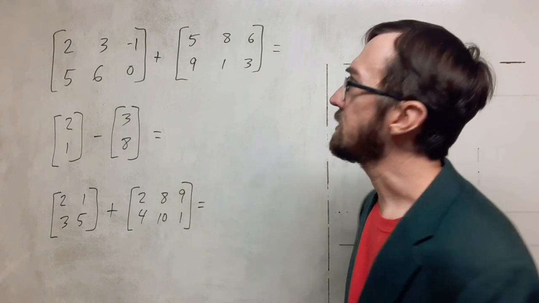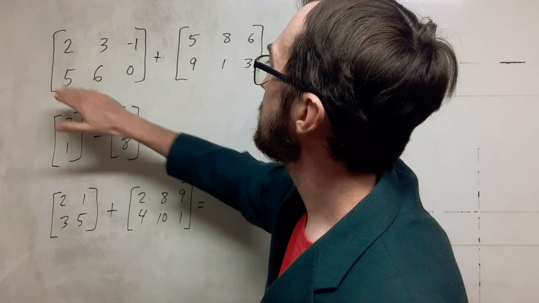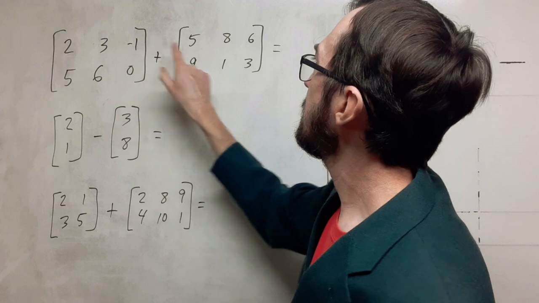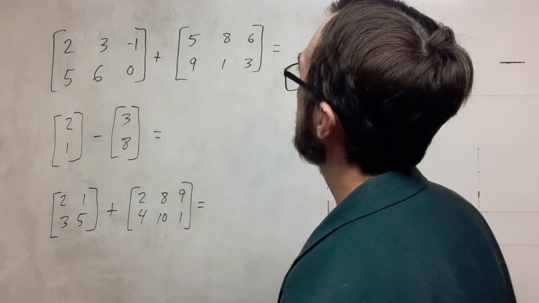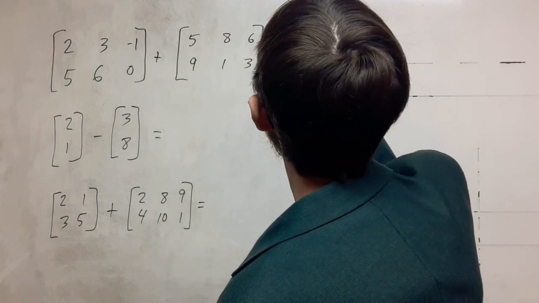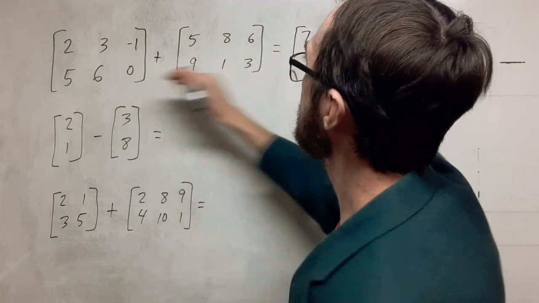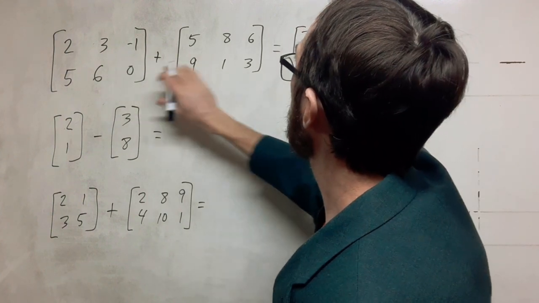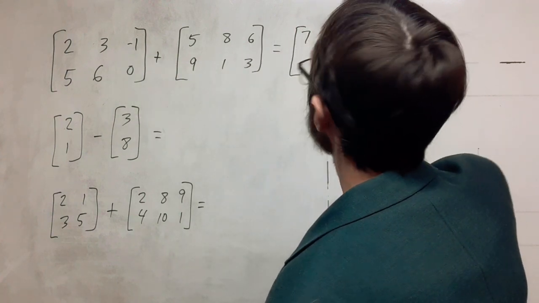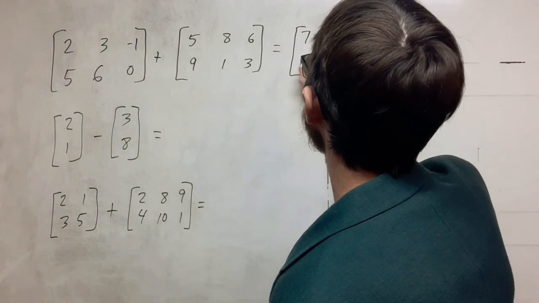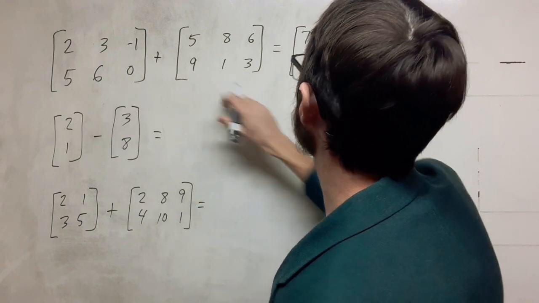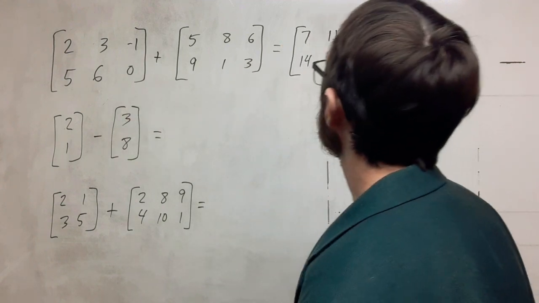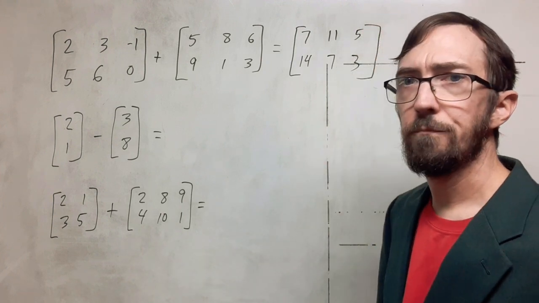All right, let's work through these problems. Checking dimensions, I have a 2 by 3 and a 2 by 3, so this is defined. This is addition, so I'm going to look at the elements in corresponding positions and write down their sums. 2 plus 5 is 7, 3 plus 8, negative 1 plus 6, 5 plus 9, 6 plus 1, and 0 plus 3. So this is my sum.